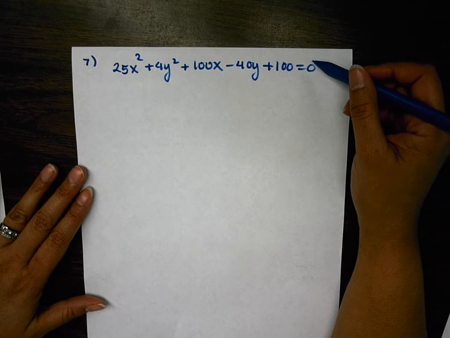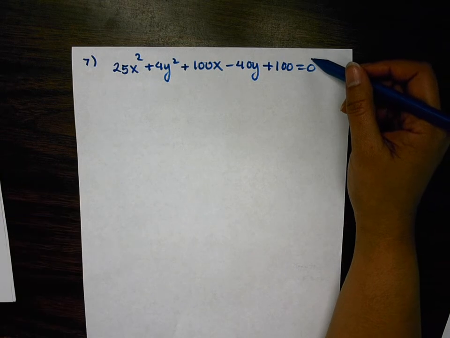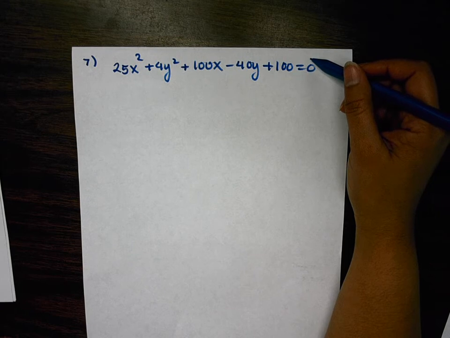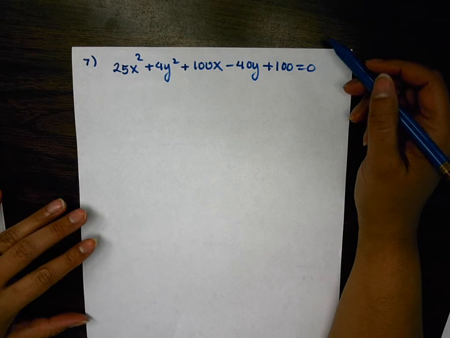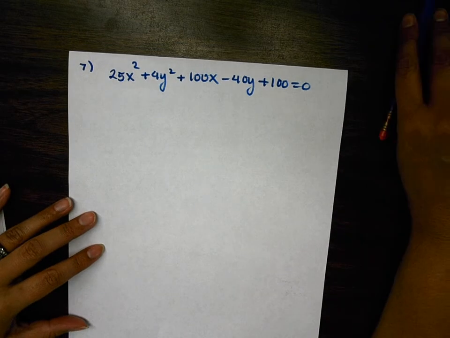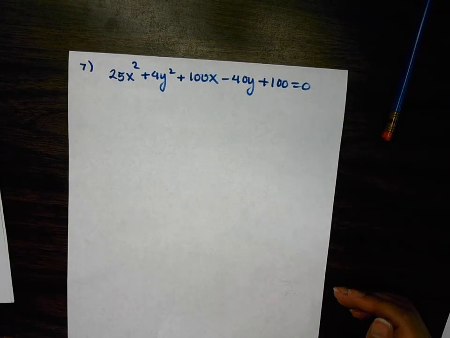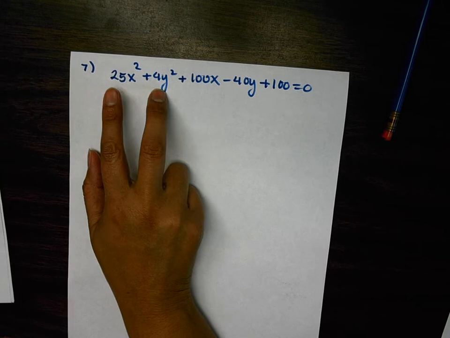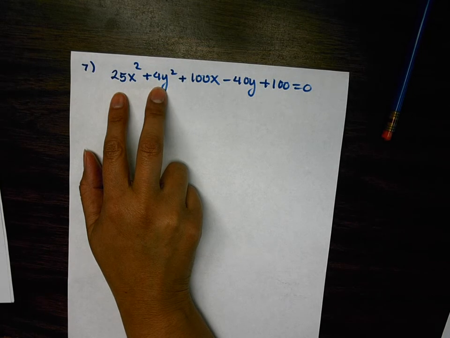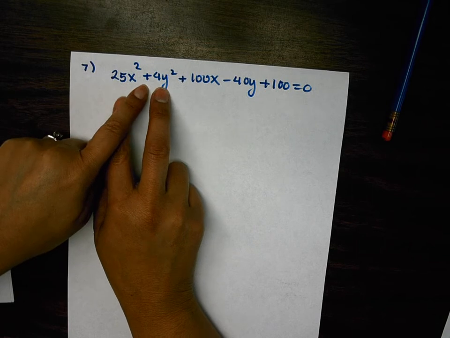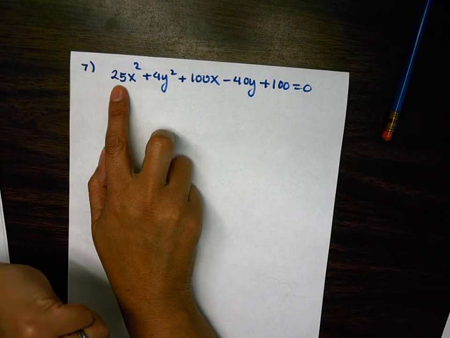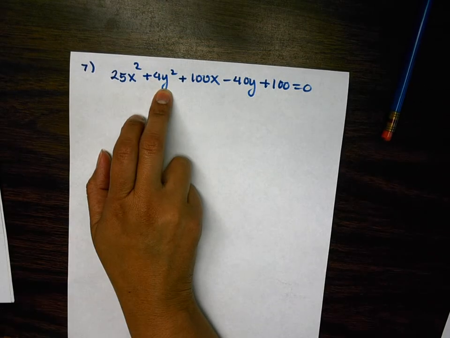Okay. What's the process called to get this in descriptive form? Starts with a C. C-O-M-P-L. Thank you. Complete the square. All right. Guys, before we complete the square, there are 2 squares. Is there any way this is a parabola? No. If x and y are both being squared? No. They're both positive. They both have the same sign. That's positive 25, positive 4.